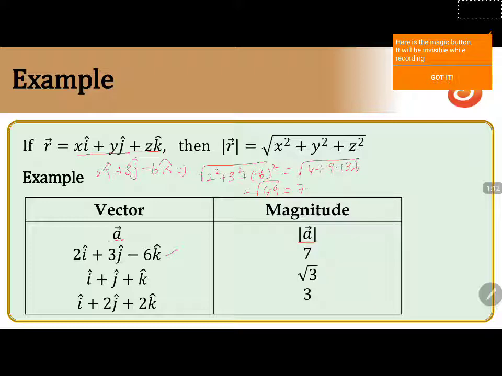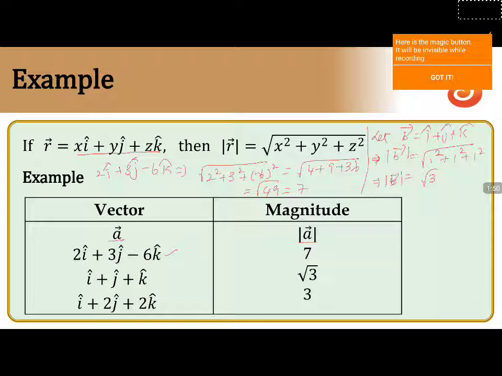Right. Similarly, we'll take one more example. Third example. Let me take b vector is equal to i cap plus j cap plus k cap. The magnitude of b is equal to the root over i coefficient 1 square plus j coefficient again 1 square, and k coefficient is 1, and 1 square. So that is nothing but root 3. So the magnitude of i plus j plus k is equal to root 3.